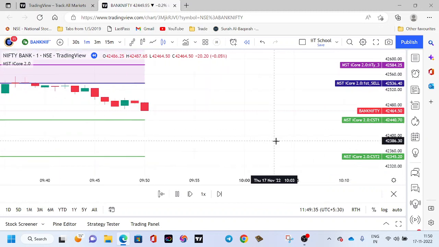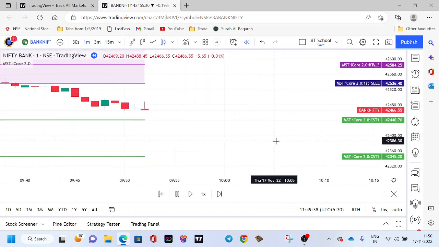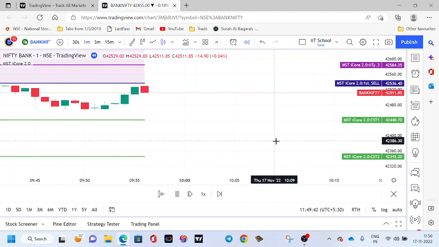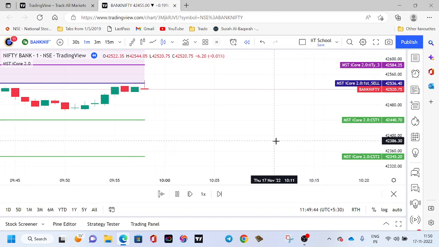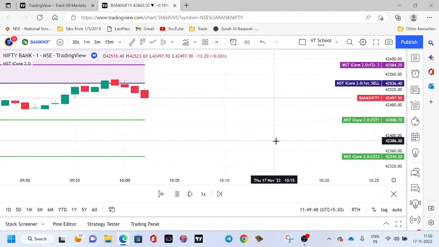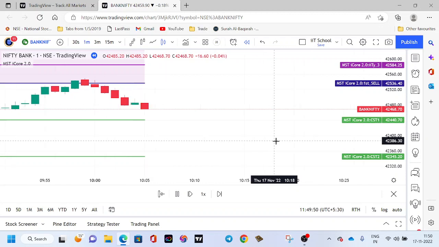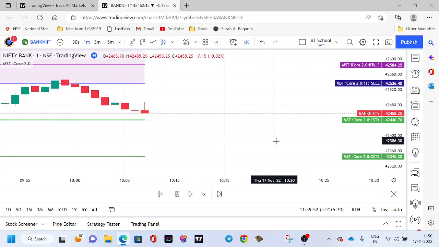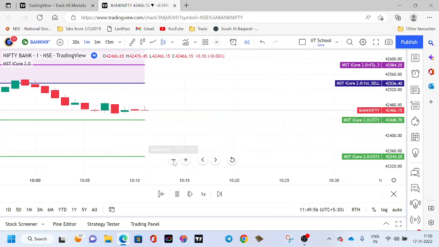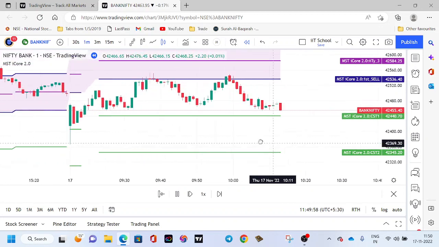See, once I use this 4-line strategy, I'm not using any other indicator. No moving average, no VWAP, no trend zone. No MST buy sell signal, and no volume candle, nothing. Only numbers.